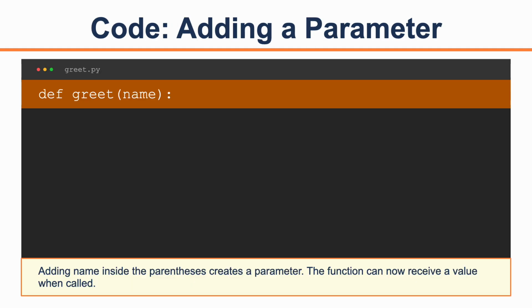To give a function a parameter, add a variable name inside the parentheses. Here, name is the parameter. The function now expects one value to be passed in when it is called. Without that value, the function call will produce an error.